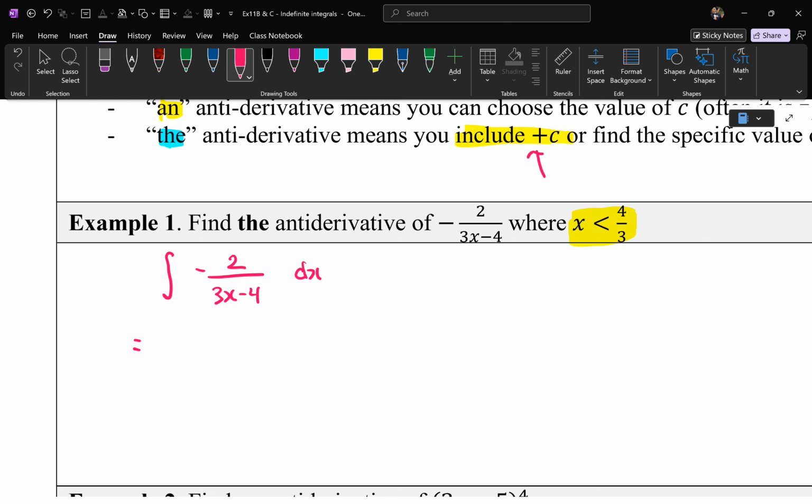I usually like to take out the negative 2 because it's a constant multiplying the function, so I can multiply it outside. I'll take out the negative 2, and I'm just finding the antiderivative of 1 on 3x minus 4. Now, this is the bit that you need to decide. Which of the rules on your table should you be using? Is it 1, 2a, 2b, 4a, or 4b? Which one are we doing?